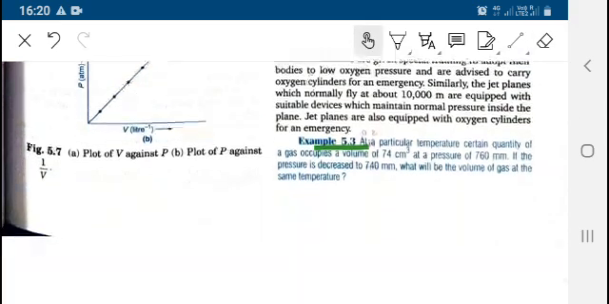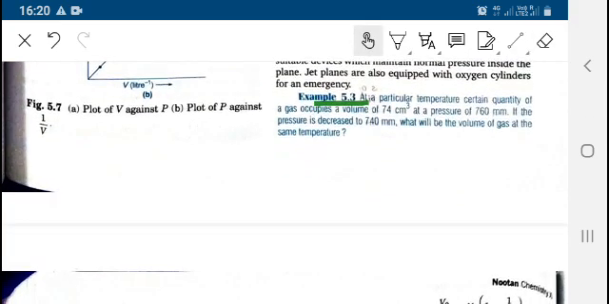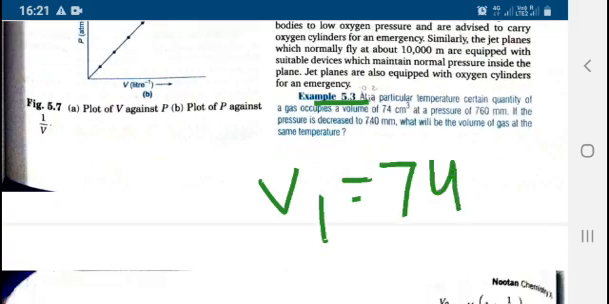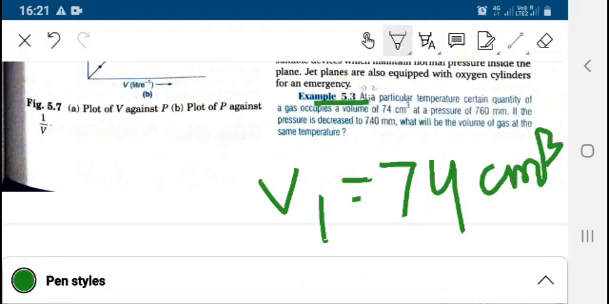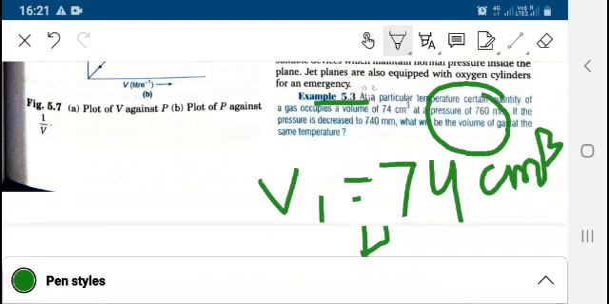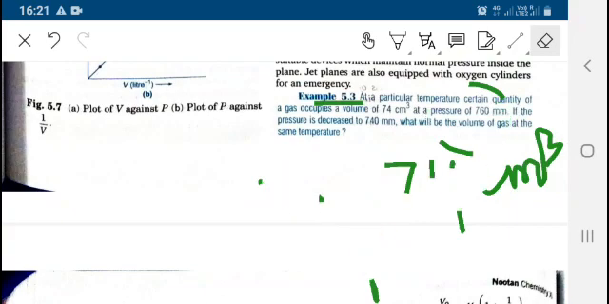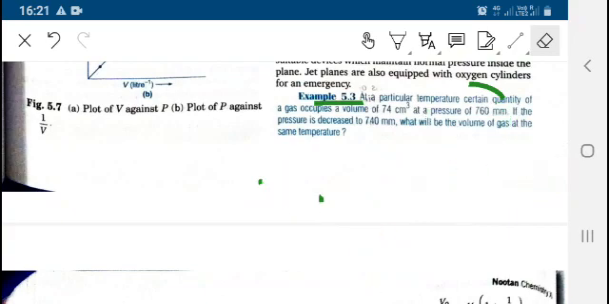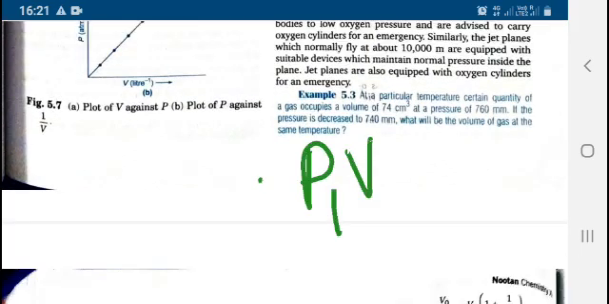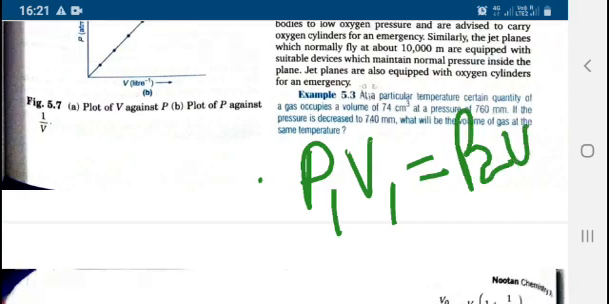Now let us try to understand one example here, 5.3, where at a particular temperature, for a certain quantity of a gas, the volume of the gas is given. Let it be 74 centimeter cube. Pressure P1 is given, and again the pressure is decreased to 740 mm, meaning P2 is also given. You have to calculate the volume. Which equation? P1 V1 is equal to P2 V2.